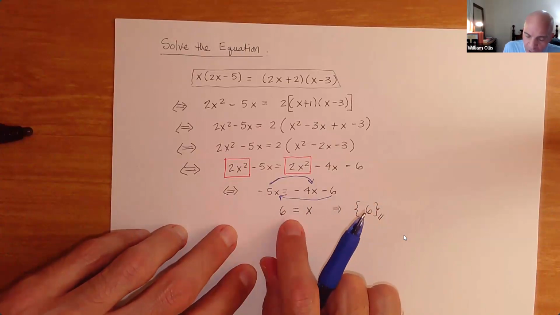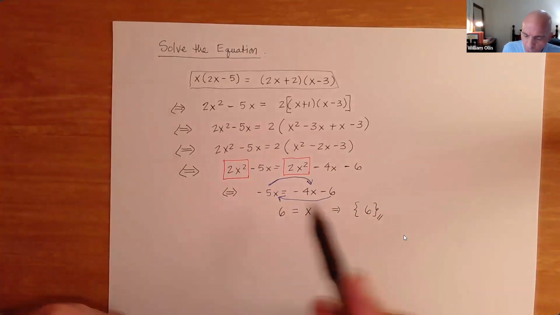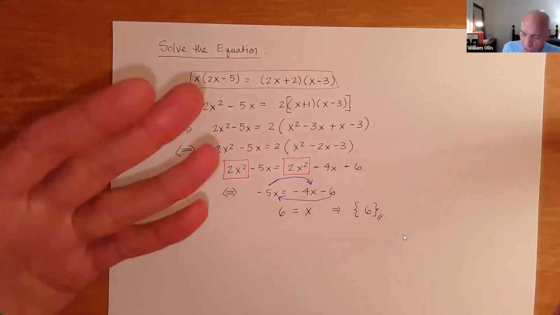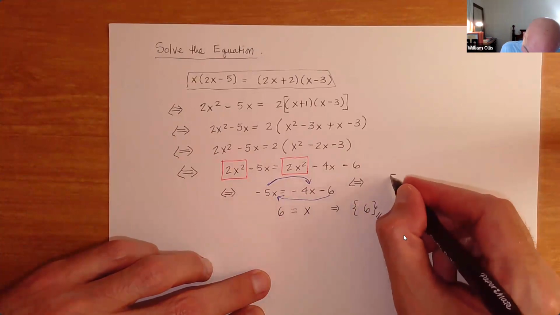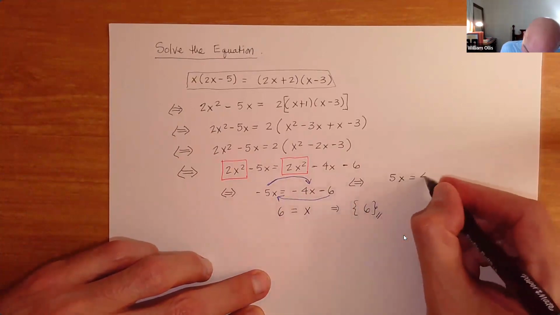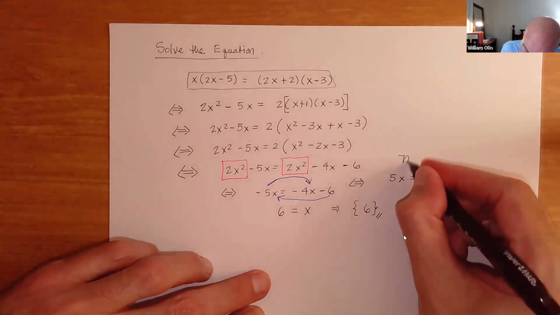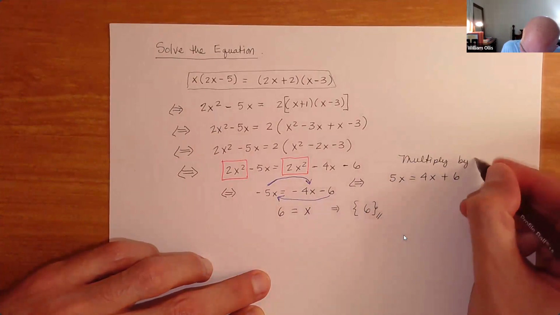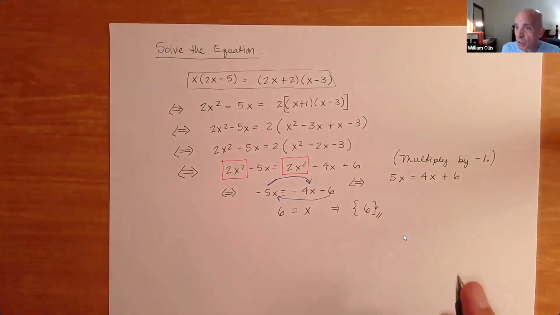So at this point, you might be saying, well, that's kind of complicated or whatever. You could say, well, what if I just multiplied the equation through by -1? All these negatives are just in the way. So you could say equivalently, 5x equals 4x plus 6. That is, multiply by -1. There is nothing that says you have to solve in a particular way. You just want to solve correctly.